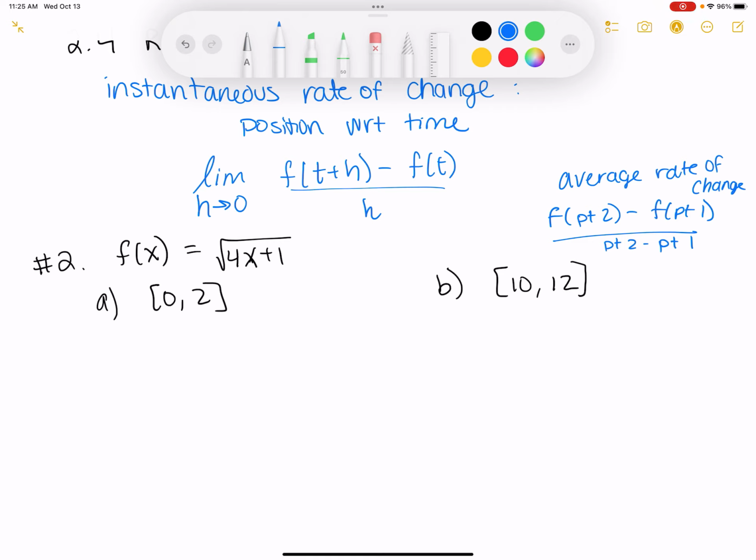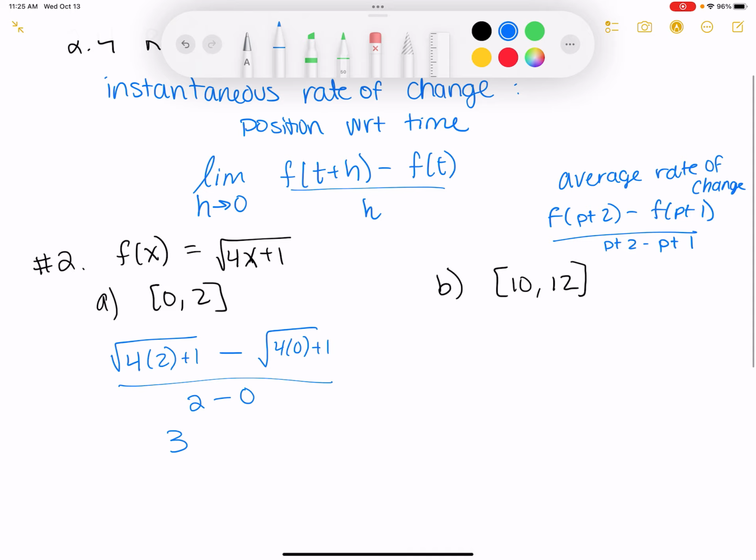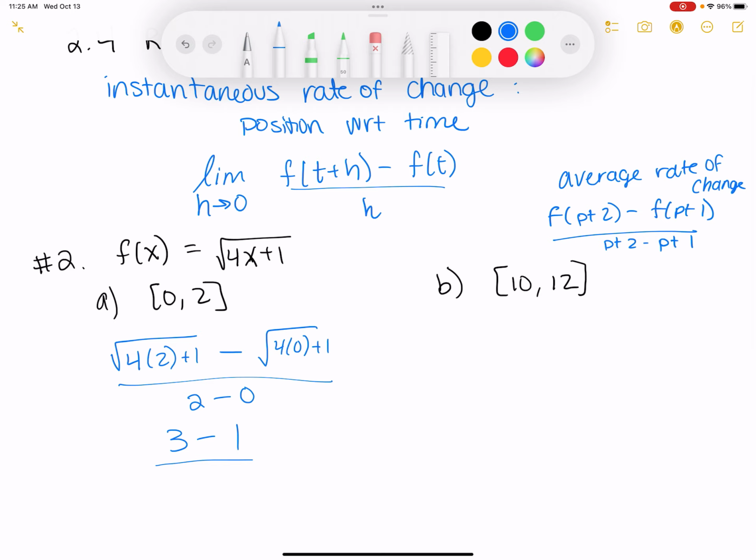So you'll have the square root of 4 times 2 plus 1 minus the square root of 4 times 0 plus 1, all divided by 2 minus 0. So square root of 9 is 3. Square root of 1 is just 1. So 3 minus 1 over 2 minus 0, which ends up giving you 2 over 2, which is just 1. And then we would do the same for b.